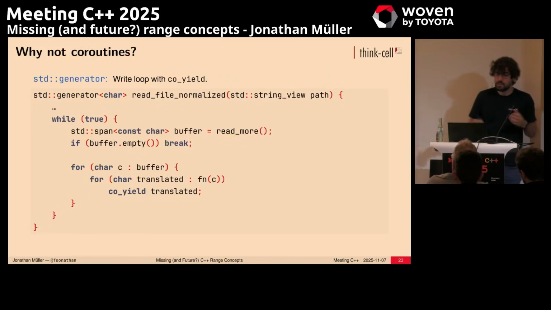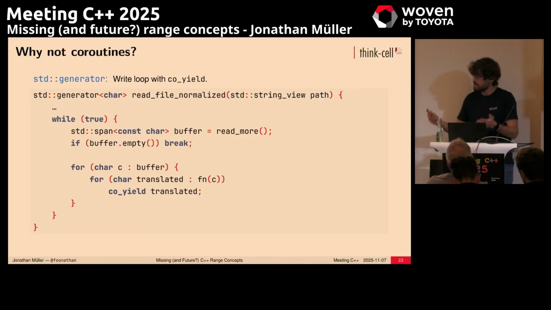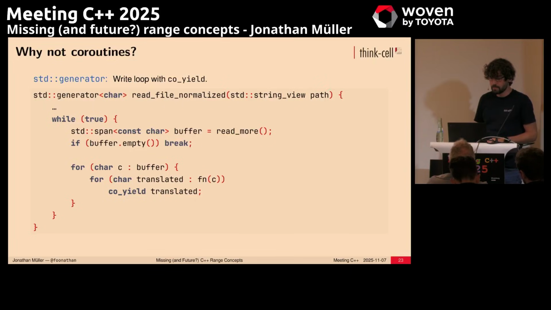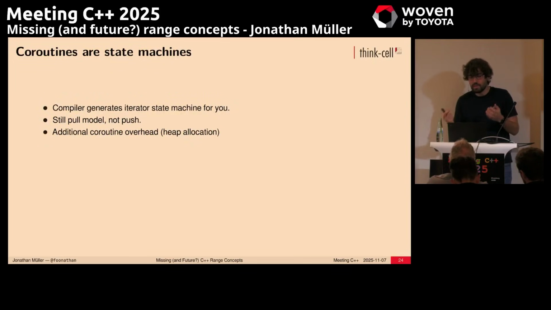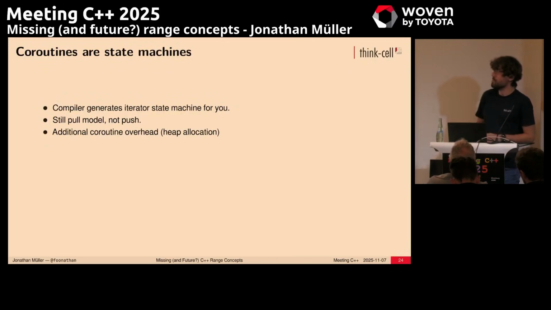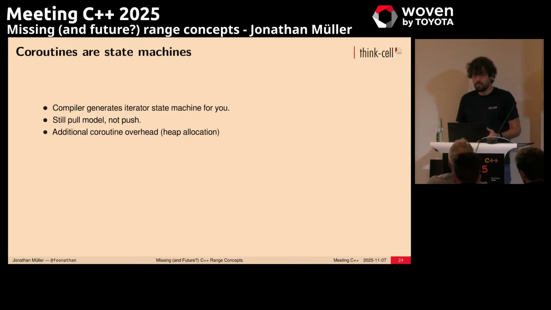Now you might ask yourself, why not use coroutines? Right? Like std::generator allows us to do exactly that. Right? You just write the imperative code and put the co_yield in the middle. However, coroutines are fundamentally state machines. It's just that the compiler generates them instead of you. Right? It's still the pull model and not push.